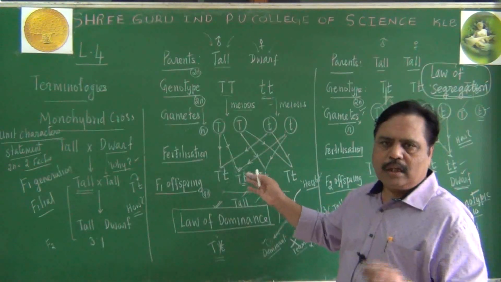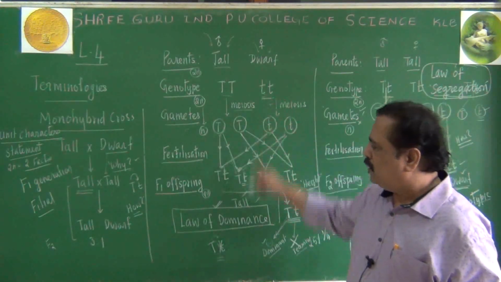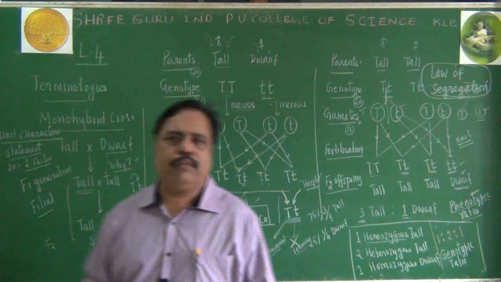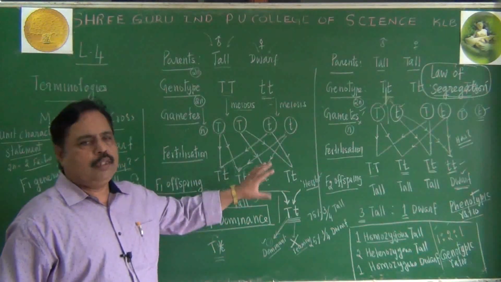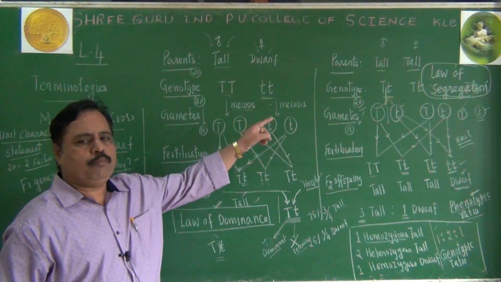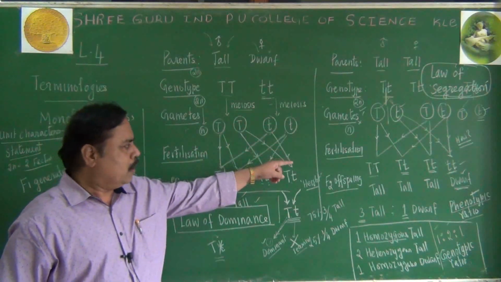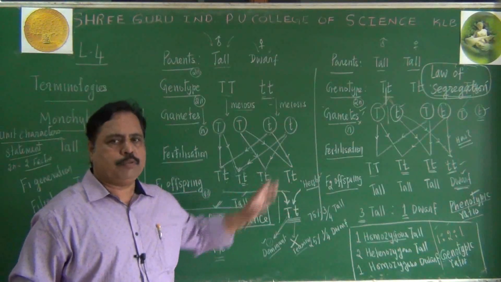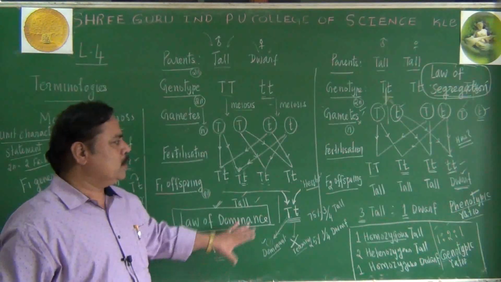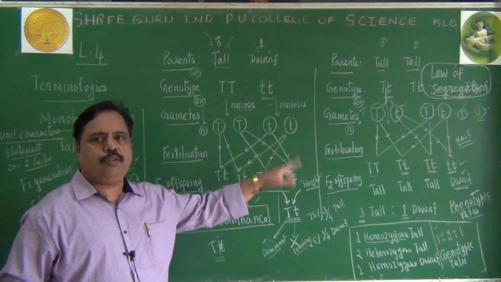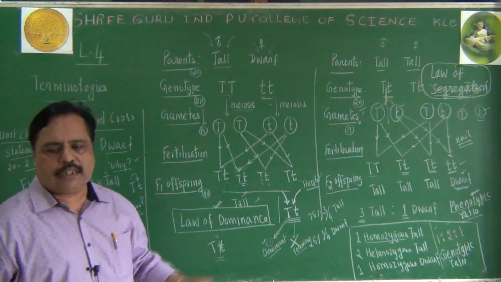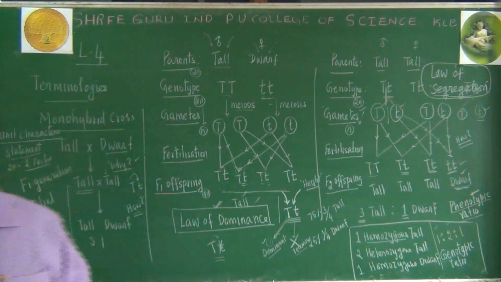I told you, I will give you 1 minute time. Please make note of these points. Very important. Don't forget to write the 5 steps: parents, genotype, gametes, fertilization, then offspring. So for each generation, 5 steps are there. Totally for 2 generations, 10 steps, I told you. Please make note of this. After 1 minute, I will continue.